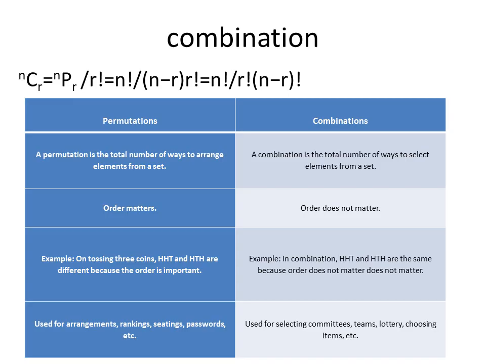Permutation is used for arrangements of rankings, seatings, passwords, etc. Combination is used for selecting committees, teams, lottery, choosing items, etc.